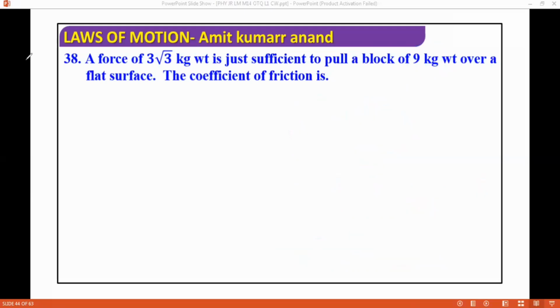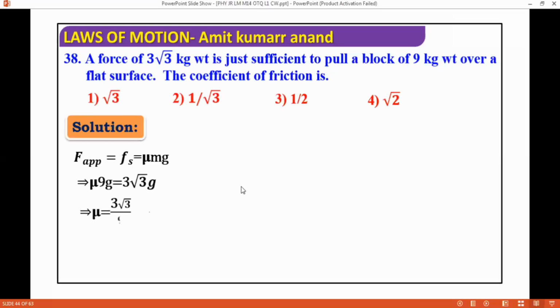So let's come to the calculation part now. It just pulls the block over a flat surface, so you can take the limiting condition. The applied force will be just equal to mu mg, because the question is talking about just limiting. Then put in the values and you will get the value of mu, which comes to 1 by root 3. So the value of mu is 1 by root 3.